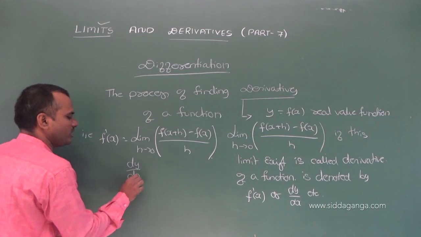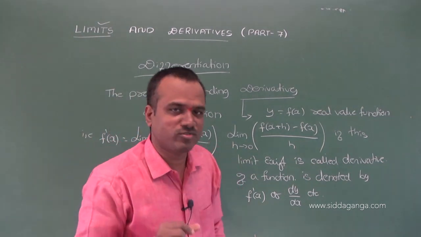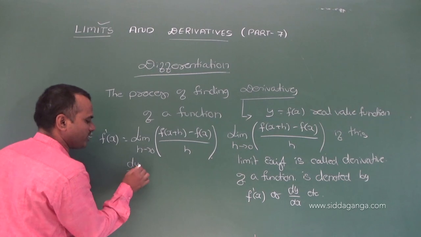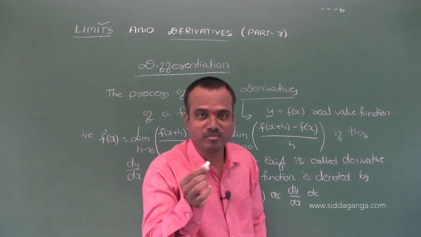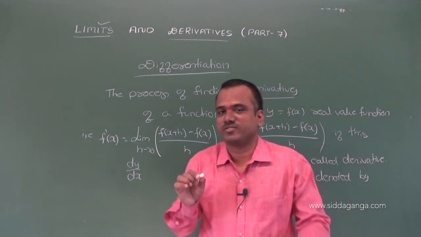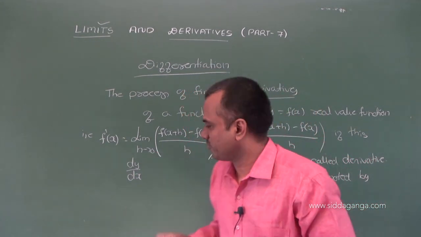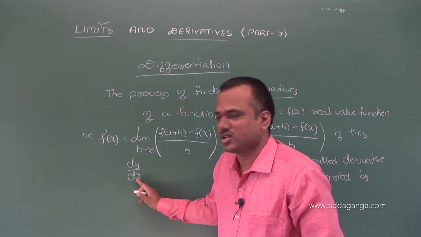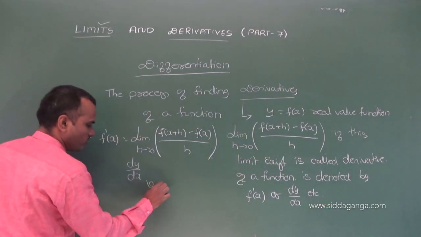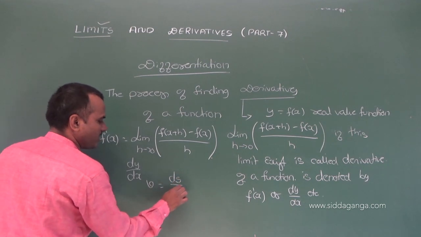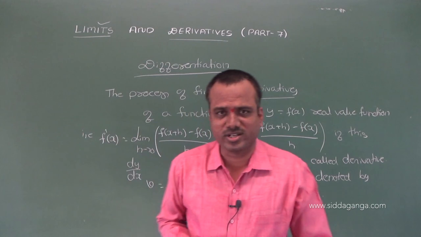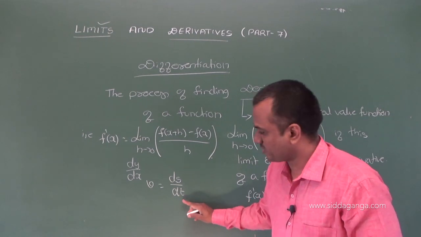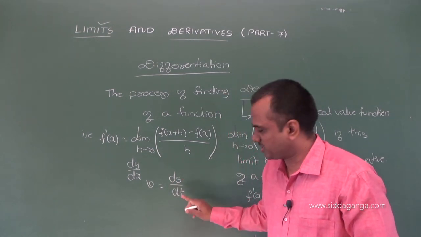What is the geometrical meaning? A simple geometrical meaning, as you all know from physics: dy by dx means the rate of change of y with respect to x. If anybody asks the geometrical meaning of derivative, it is the rate of change of y with respect to x. In physics, velocity is equal to ds by dt. Velocity is nothing but the rate of change of displacement with respect to time t.